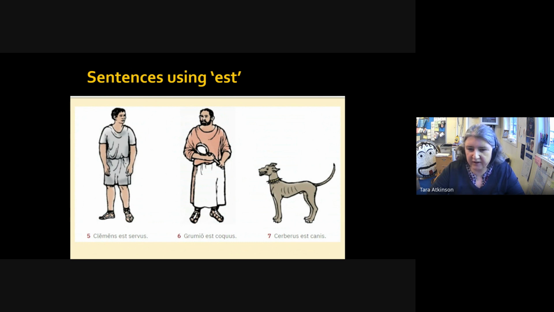And Cerberus est canis, so good old Cerberus, the watchdog, doesn't look very healthy, but he's based on a mosaic from Pompeii, so he's meant to be historically authentic. He does seem to spend most of his time sleeping, so there's no real excuse for his skinniness.